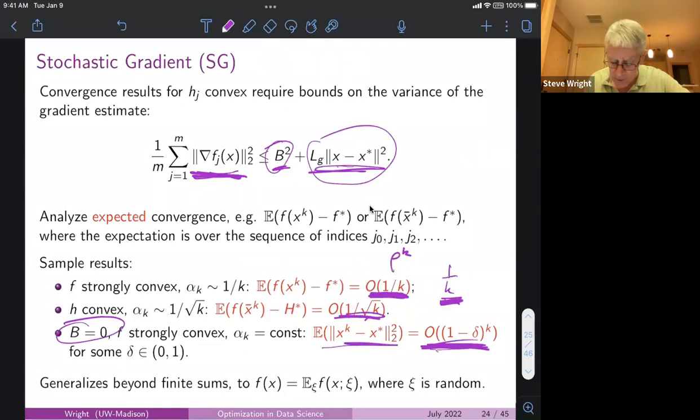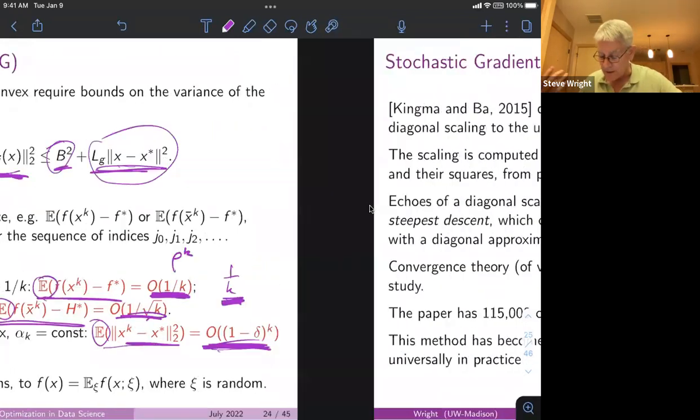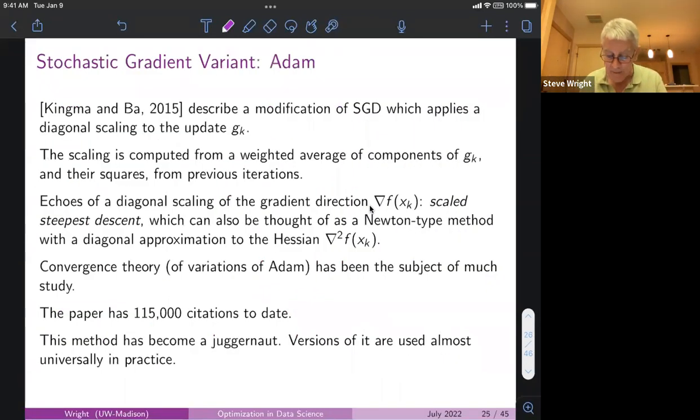Notice that all of these convergence expressions are an expectation, okay? Because these are random methods. They make random choices of j at every iteration. So we're not going to be able to prove a deterministic rate. We can only get an expected rate.